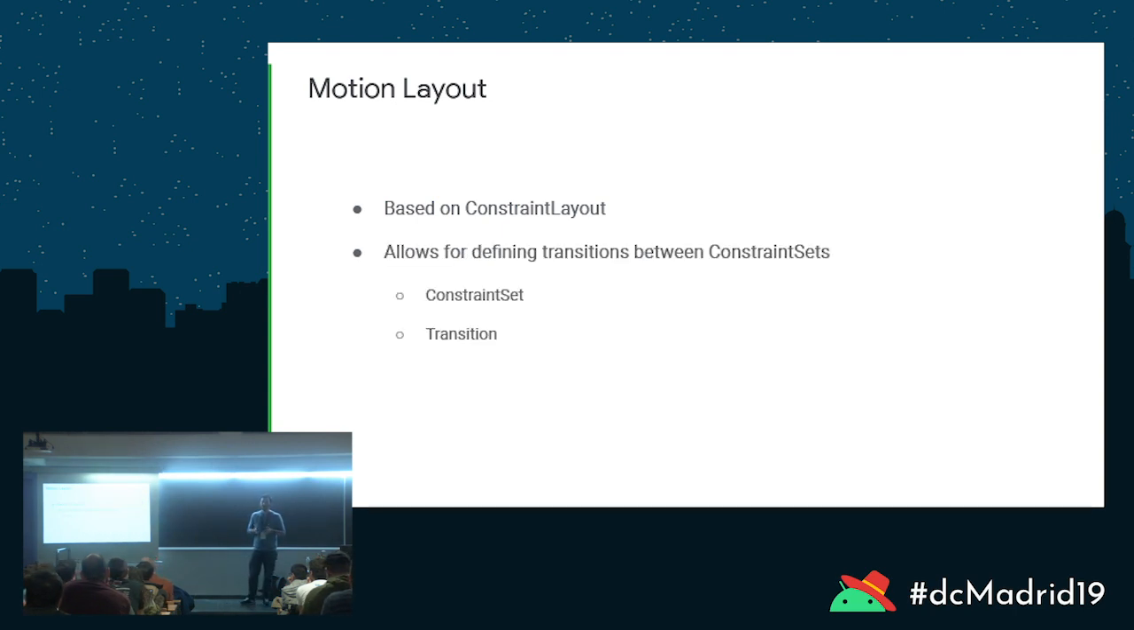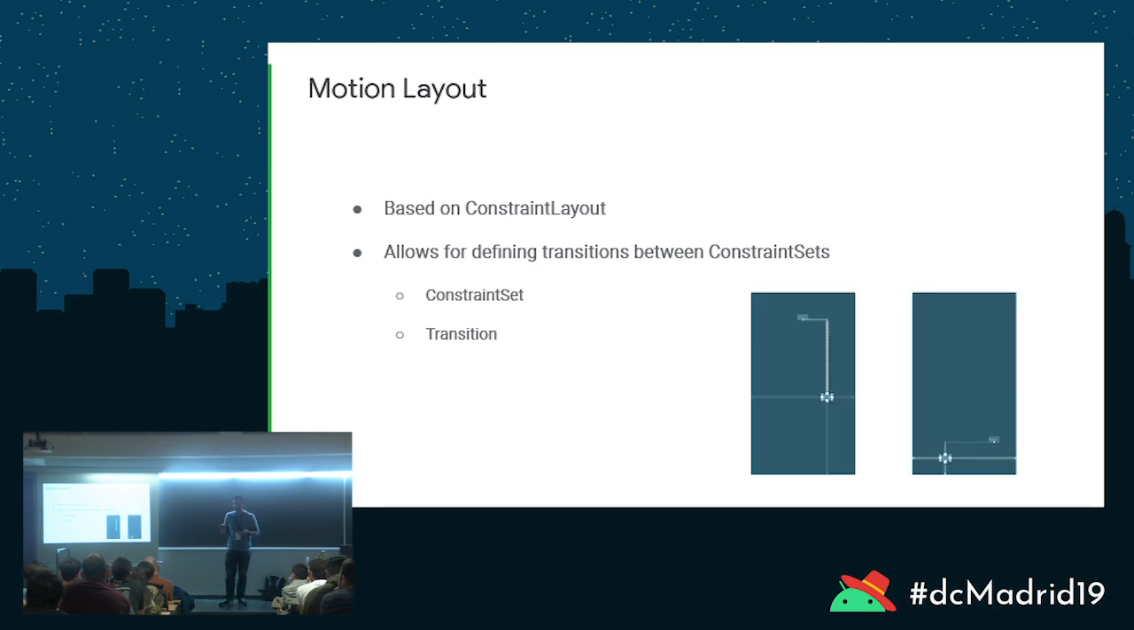What motion layout does is allow you to define constraint sets, so you can have one to many constraint sets, and then you define transitions. A constraint set is basically the constraints of a set of views. So in this case, we have the same views, but we have two different constraint sets that make it look very different. And then the transition says, I want to go from state A to state B. And that's basically all the motion layout does.